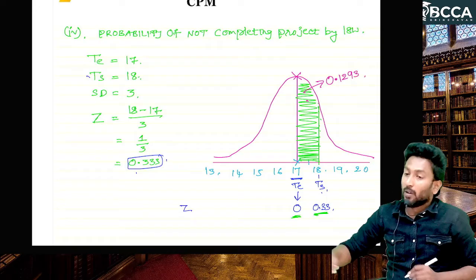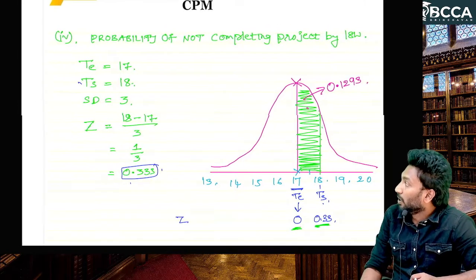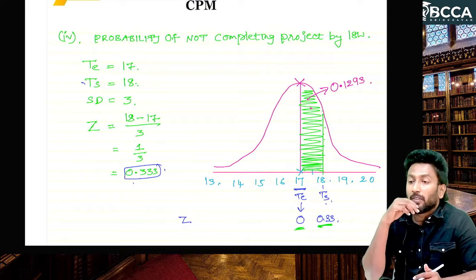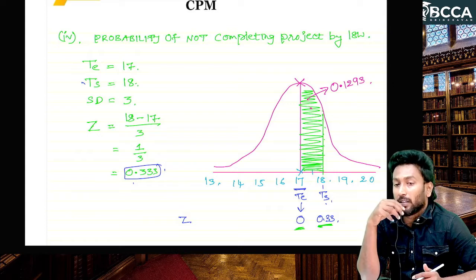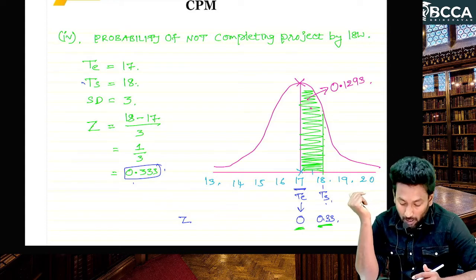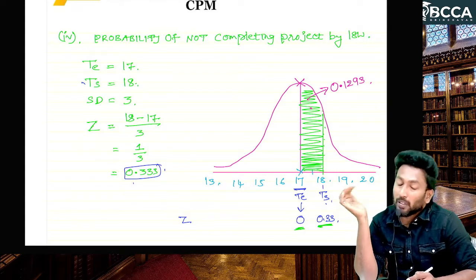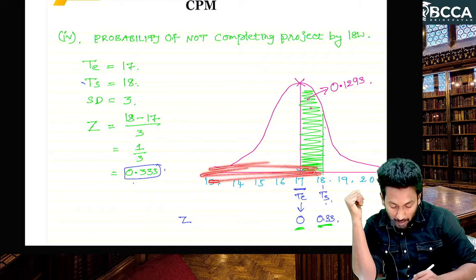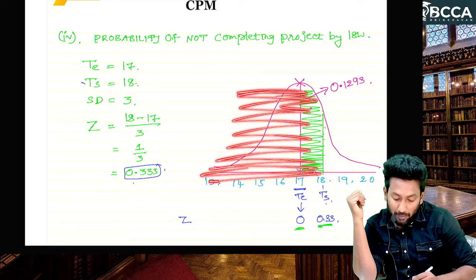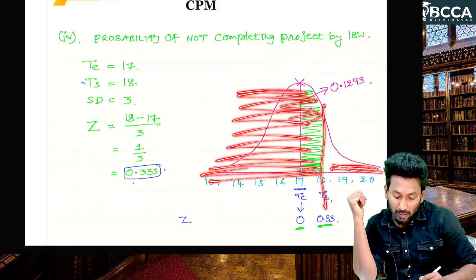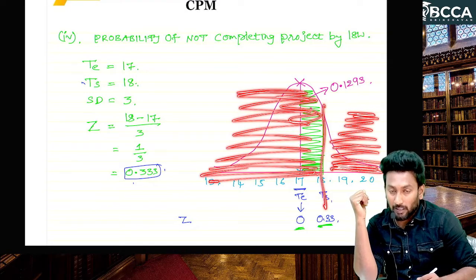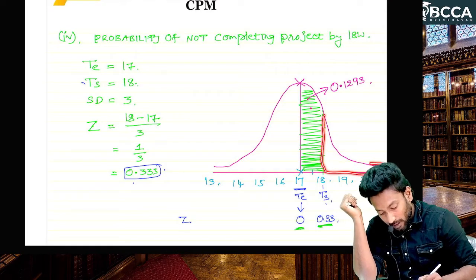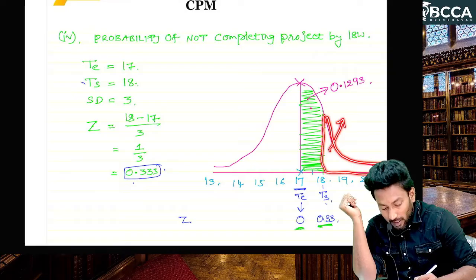0.1293 represents the probability of completing the project within 17 to 18 weeks. But what we need is the probability of not completing the project within 18 weeks. This complete area represents completing within 18 weeks, and this represents not completing within 18 weeks. Now we need this area. Can we calculate this area?